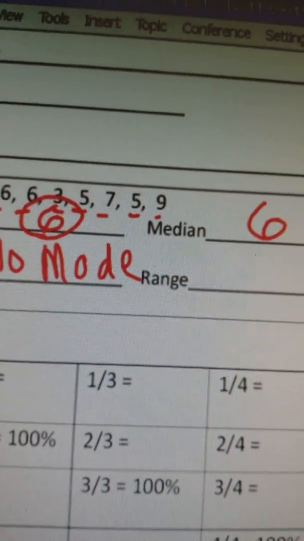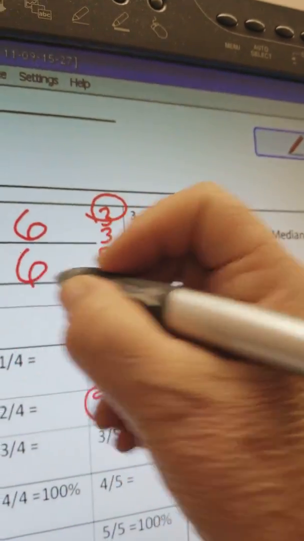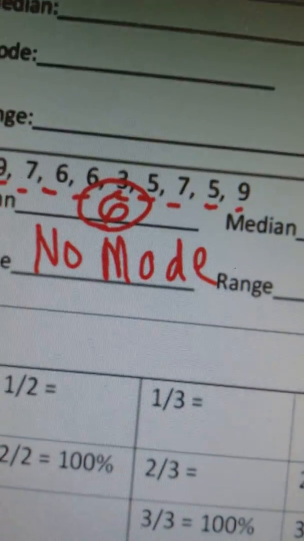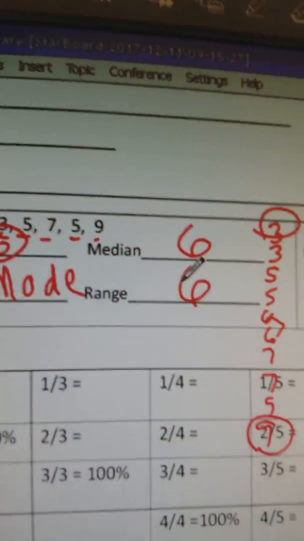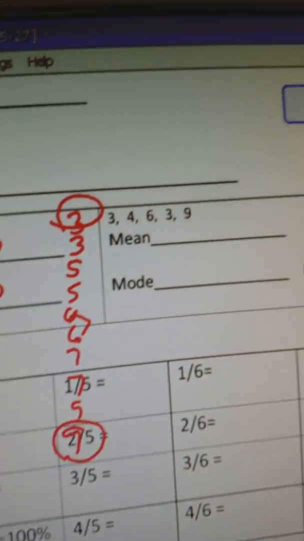The range is the difference between your smallest and your largest. 9 minus 3 is 6. All right, so the mode is no mode because there's none with the most. So don't tell me your mode is 3, 5, 6, 7, 9. There's none with the most.